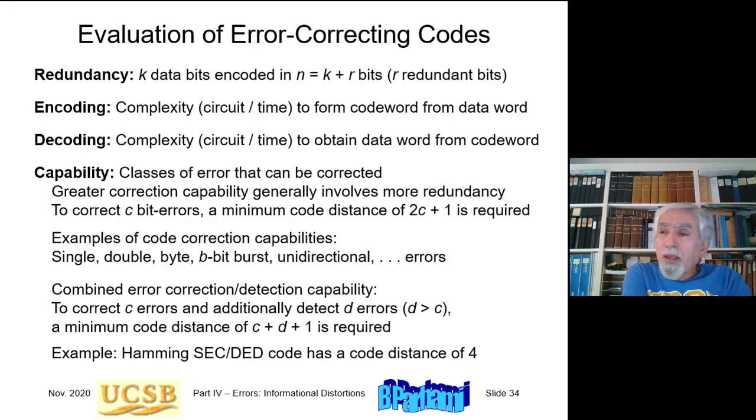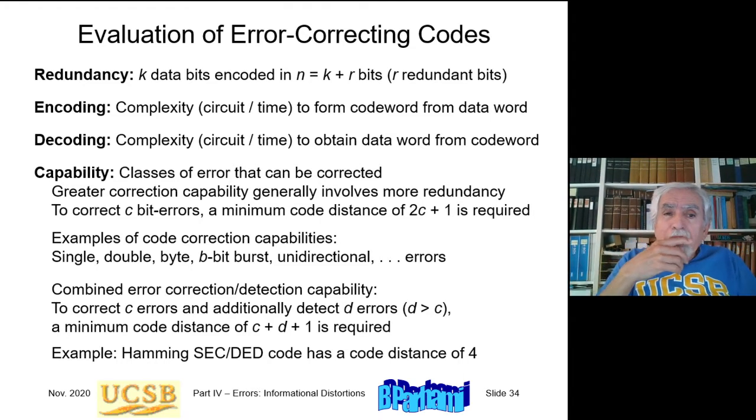Okay, error correcting codes are evaluated pretty much the same way as error detecting codes. We think about redundancy, how much redundancy they involve. The greater the error correction capability, the higher the needed redundancy. So we try to keep the redundancy as low as we can. Encoding and decoding complexity, in terms of circuits and in terms of time needed to encode and decode. The capabilities of the code, basically what types of errors does it correct for us? Single, double, byte, b-bit burst, unidirectional, and so on.